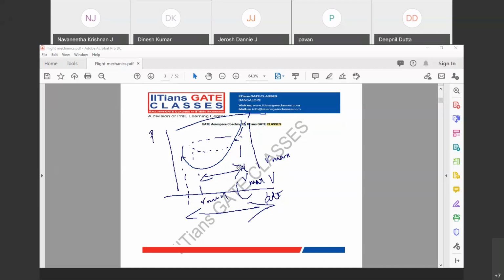So as altitude increases, the range of velocity you can operate in decreases, your minimum velocity increases and your maximum velocity decreases in a piston engine aircraft. What happens when it comes to a jet engine aircraft? What happens when I come to jet engine?